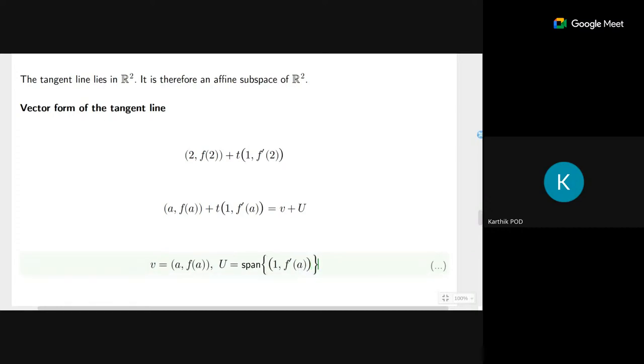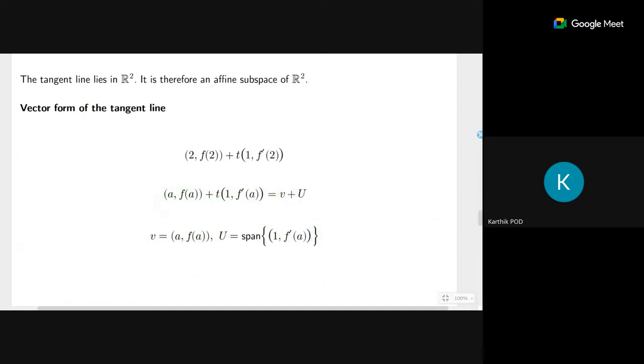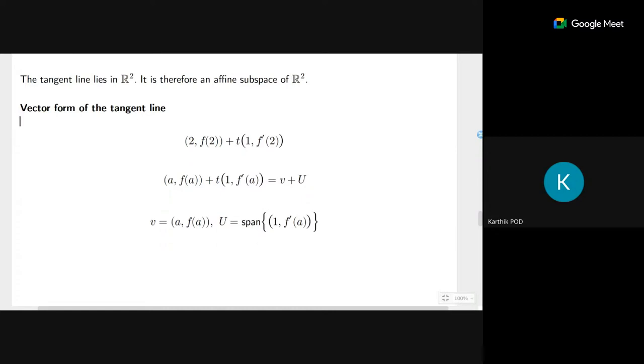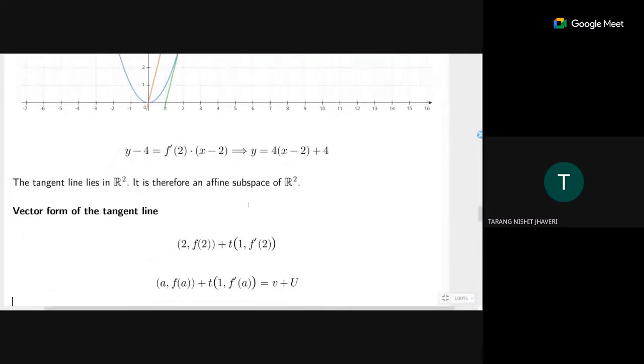Right? If you have understood this, at least to some extent, then that means your understanding of the linear algebra part is clear, and that will greatly help you understand tangent lines and tangent planes. Okay, so please go back and refresh that week. I don't know which week it was. Affine. Sir, I understood the affine subspace part, but I didn't understand how you got the origin line, that (1, f'(a)).